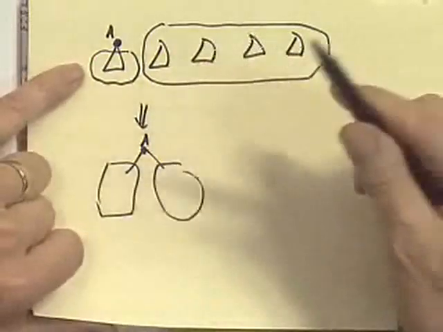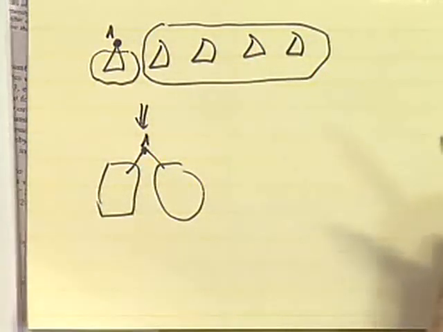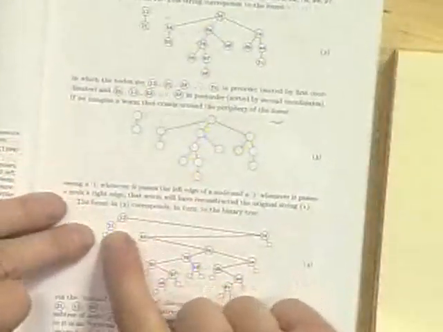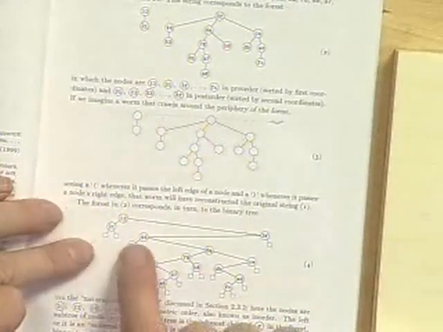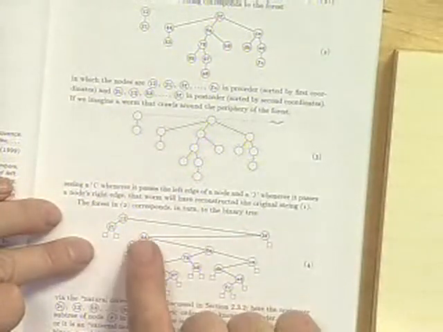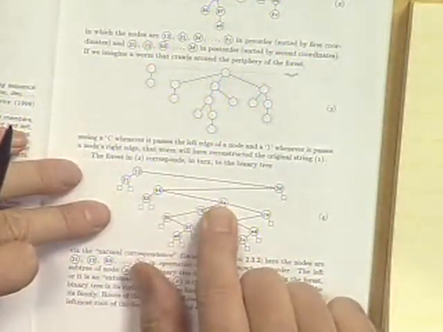In fact, it turns out, as I illustrated here, if you draw a link to your leftmost son, leftmost child, and then the right links are to the siblings. So four has a sibling of six. Then the right links go to siblings, and the left links go to the first child, and you get a very simple correspondence between forest and binary tree. But you could do lots of other things.